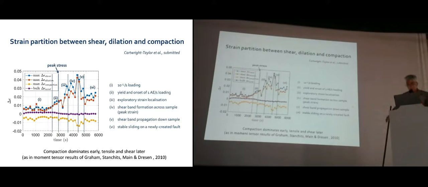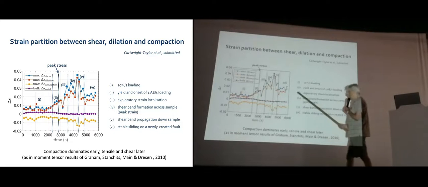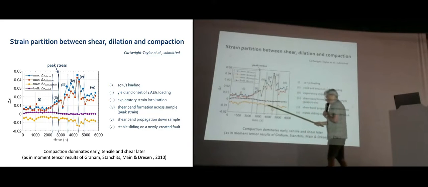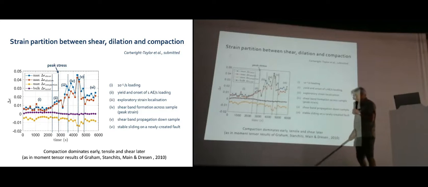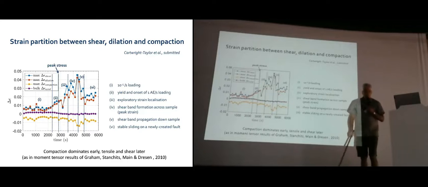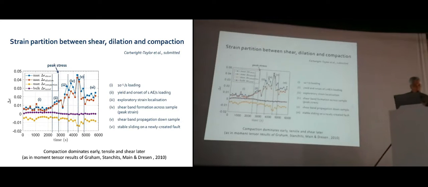And then, because we've got the strain fields now, we can look at compaction, dilatancy, shear strain separately. Shear strain in blue, the dilation in orange. Yellow is compaction. Compaction is happening all the time, even when the fault is forming, when the shear band is forming. So you still have compaction. So we don't have one process, then another, then another. They're all occurring all the time, just in different proportions.